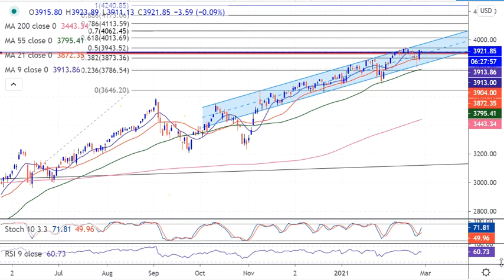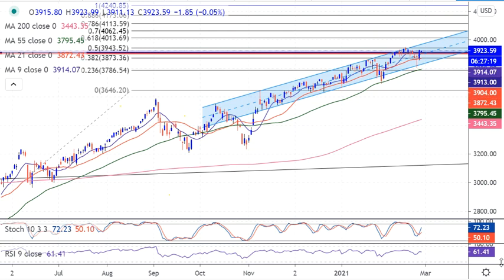If you look at the midpoint between the R1 and the R2, that comes in at 3961. We know 3968 is the top of our channel line, so that ties in nicely. The R2, 3973. The midpoint between the R2 and R3, 4007. That is around about the 61.8 fib extension at 4013. So, as I've said, these are really good when you're looking at projected upside targets.